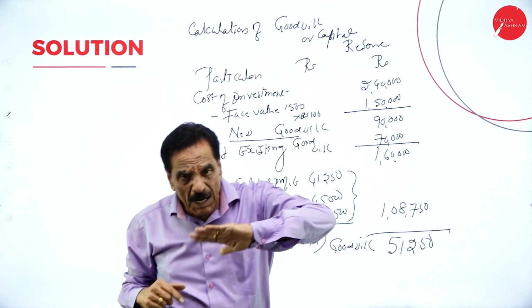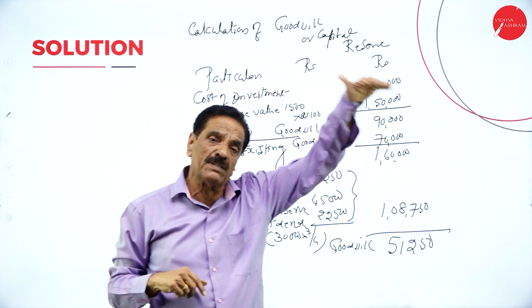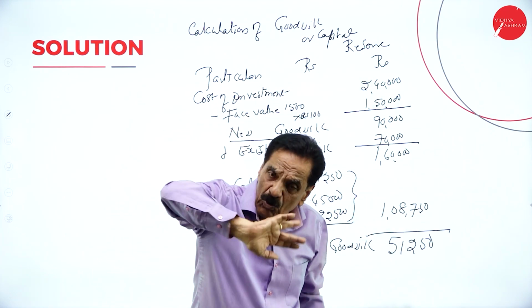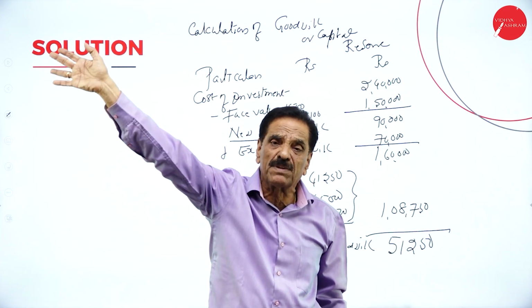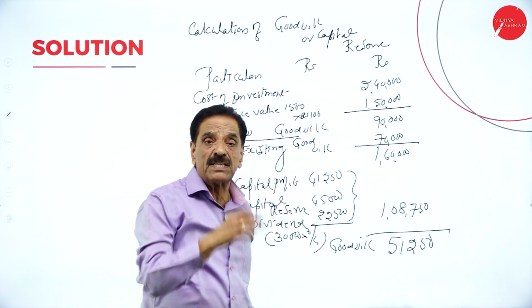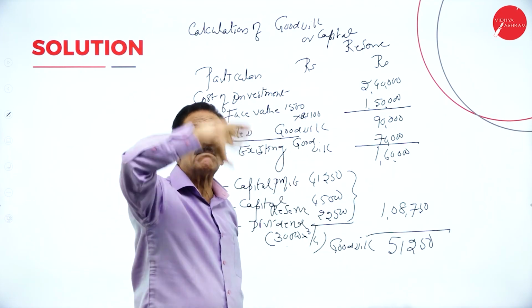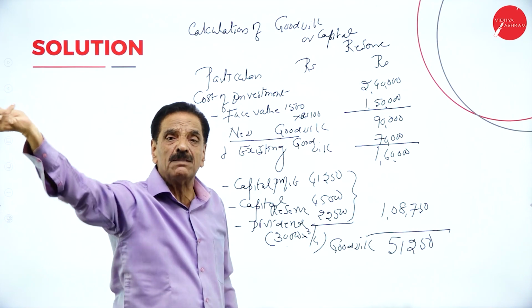Either the goodwill or the capital reserve, whichever is more, should come on the balance sheet. If the capital reserve is more, it will come on the liability side of the balance sheet. If the goodwill is more, it will come on the asset side. Capital reserve will come under reserves and surplus. Goodwill comes under fixed assets, intangible assets.